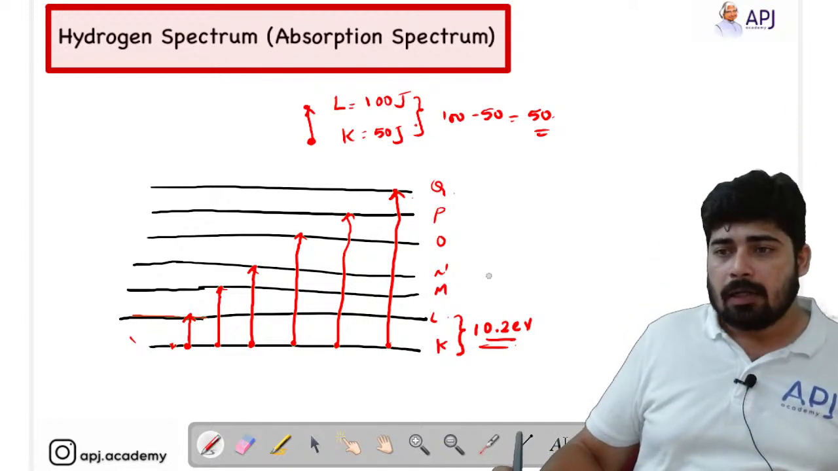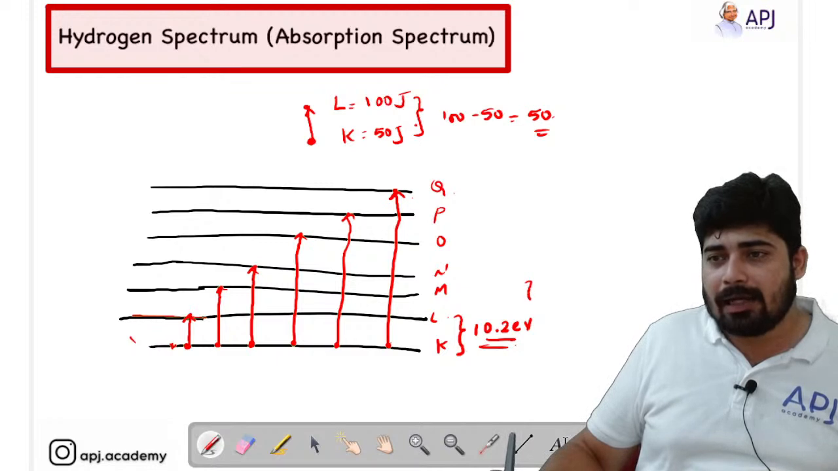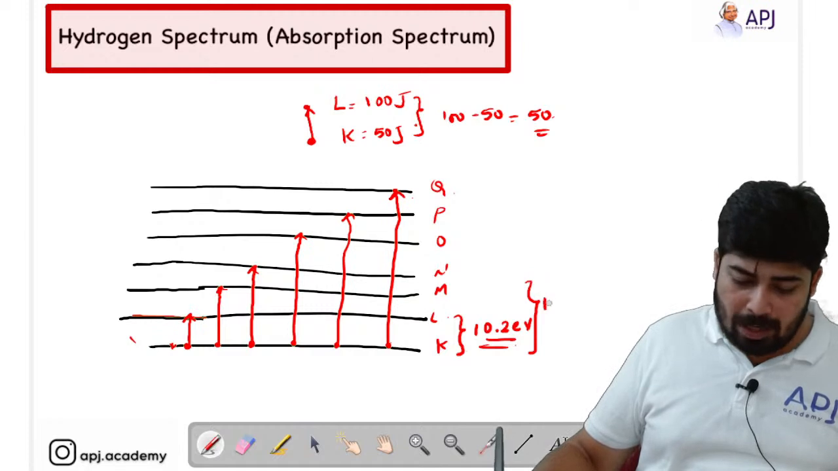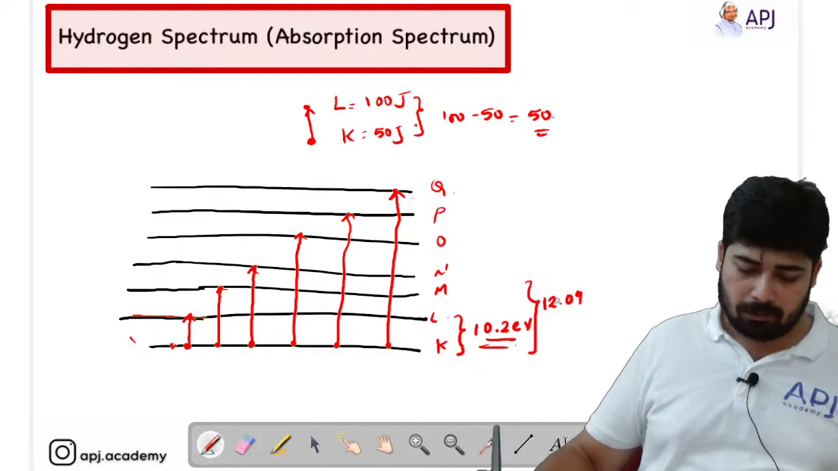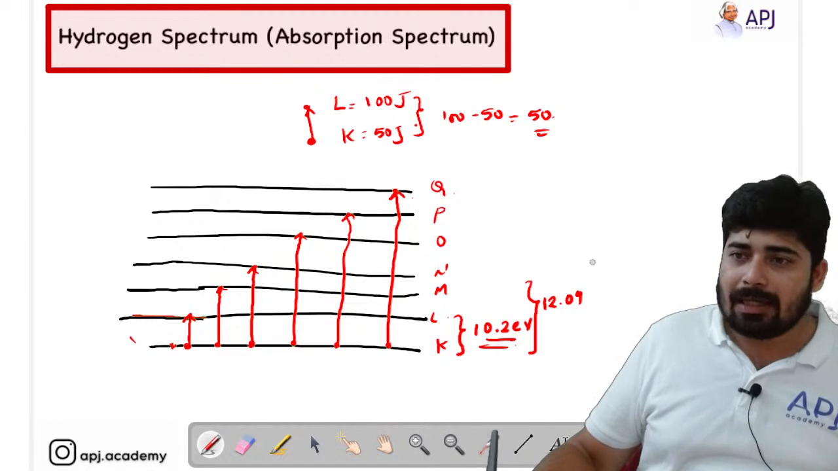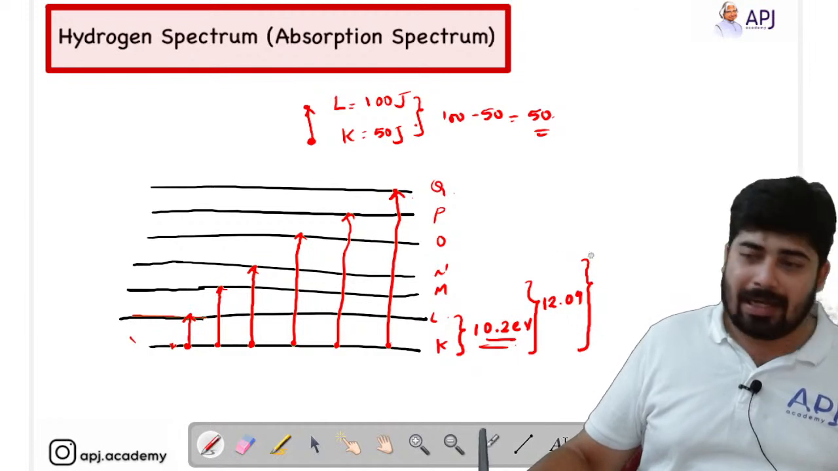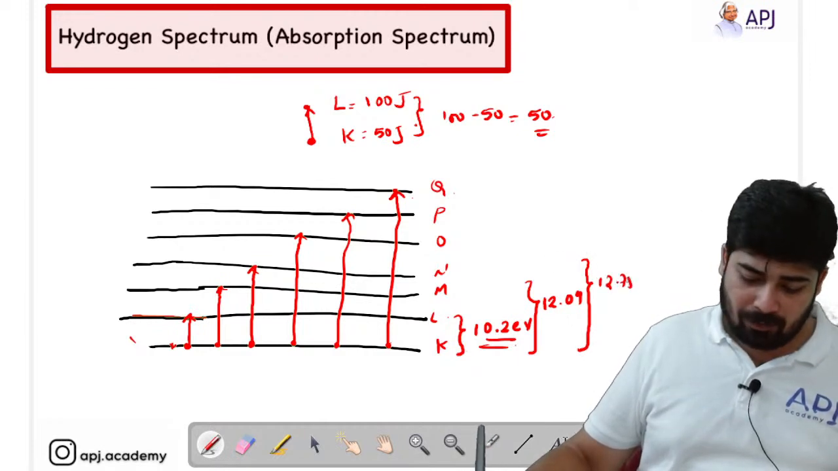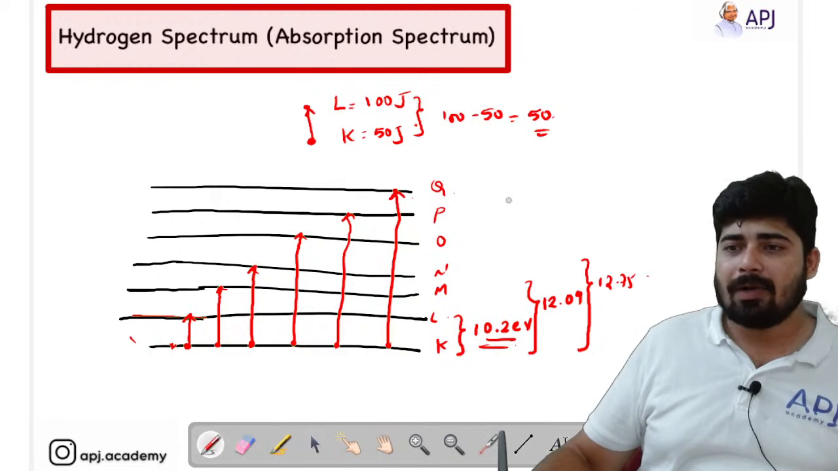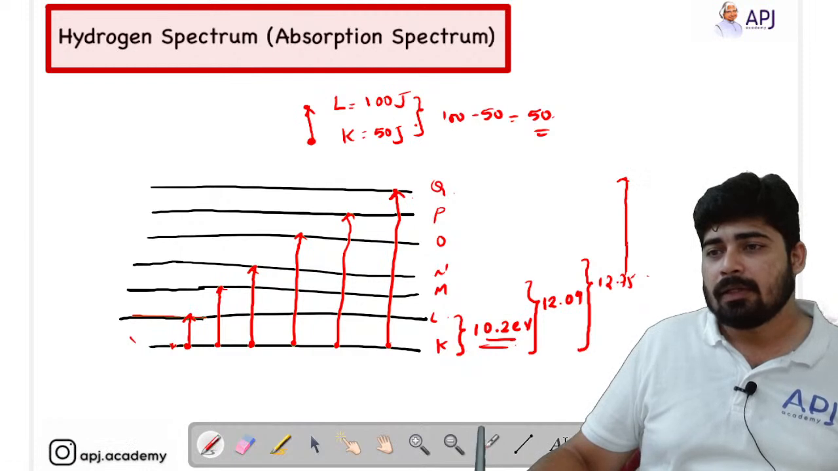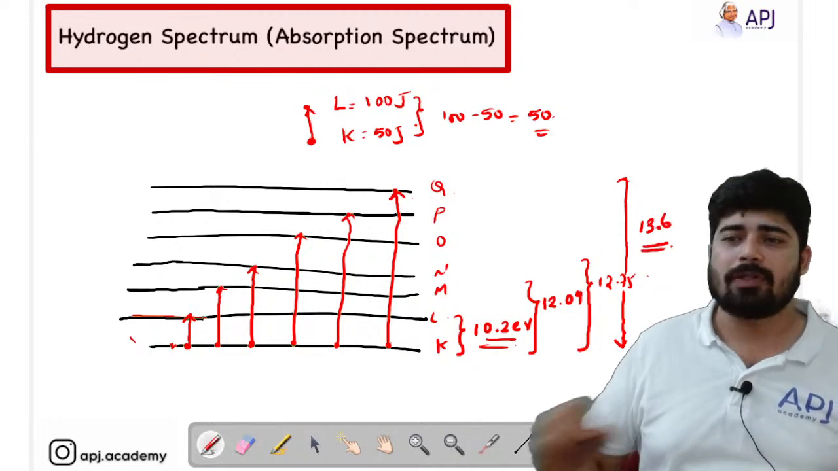Now we will compare the third energy shell and the first energy shell. We will get a value of 12.09 electron volt. Similarly, the next one is the fourth and the first. We will get a value of 12.75. Then likewise it goes, and the final value is 13.6. That is the last shell and the first shell. The energy difference between the last shell and the first shell is 13.6.